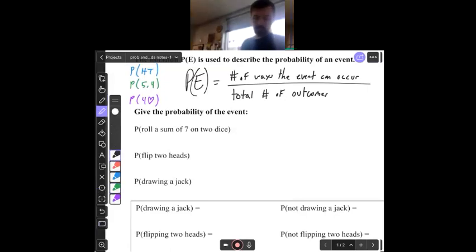So if we just pick something and say, well, I'm going to think of all the ways that we could roll a 7, or sum of 7, with 2 dice. If the first die I roll is a 1, then the second die would have to be a 6. Right?